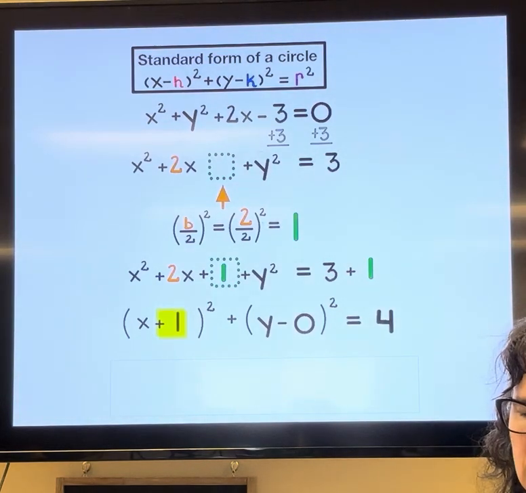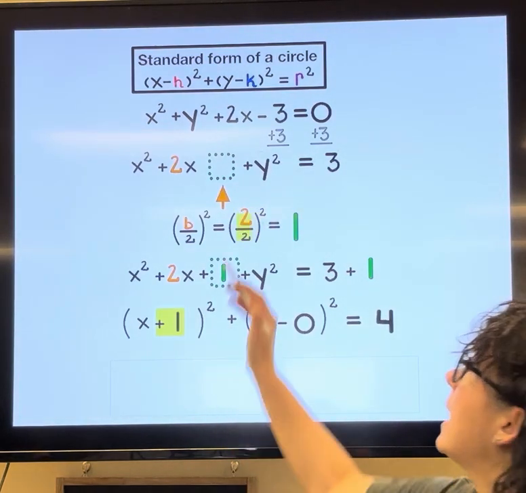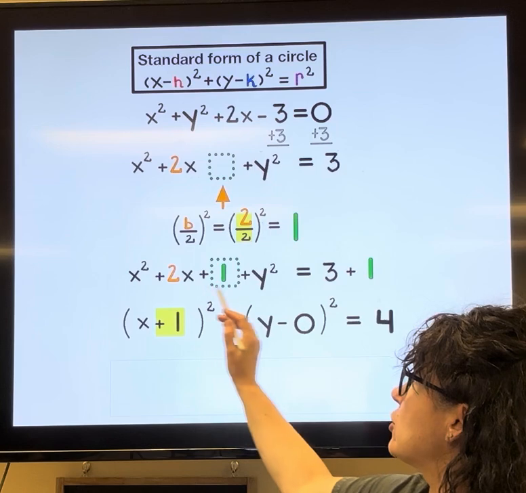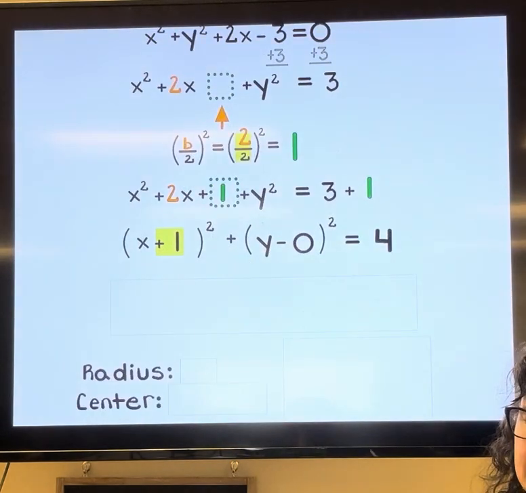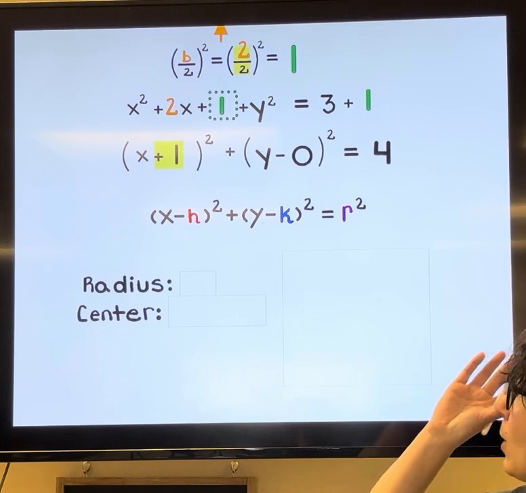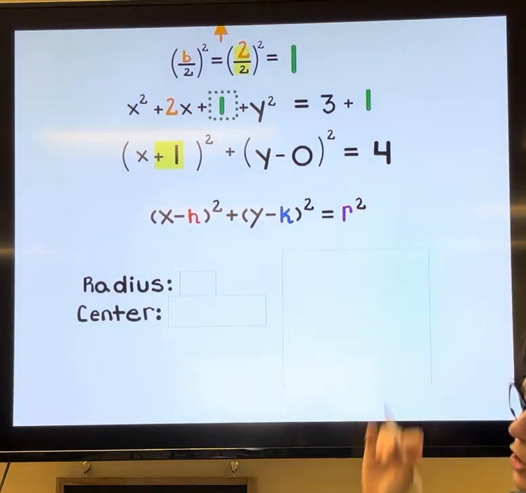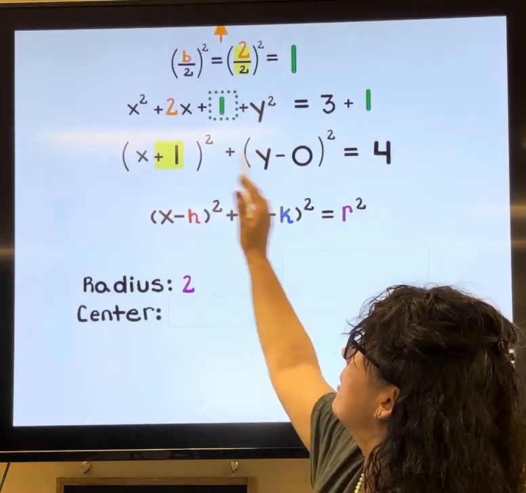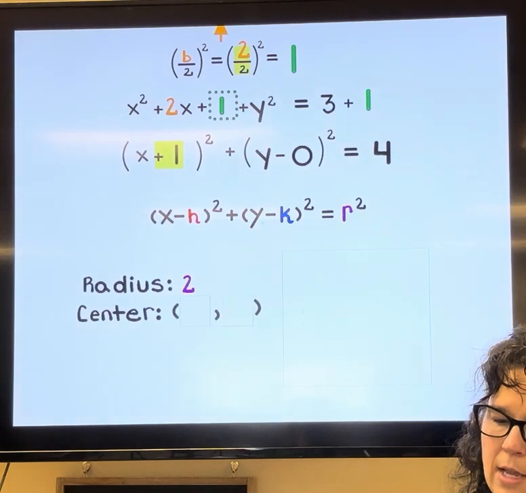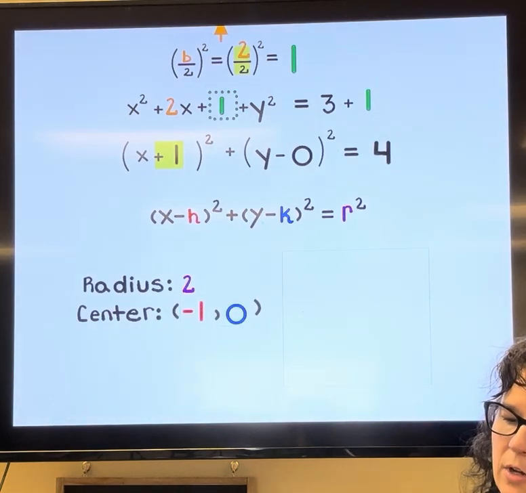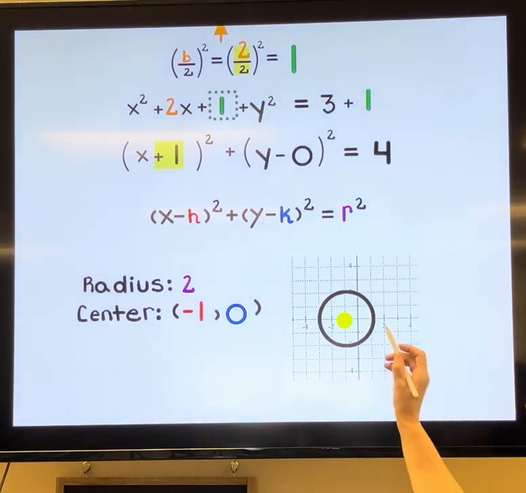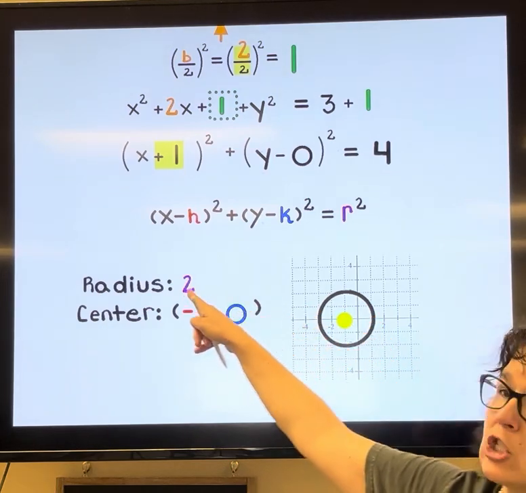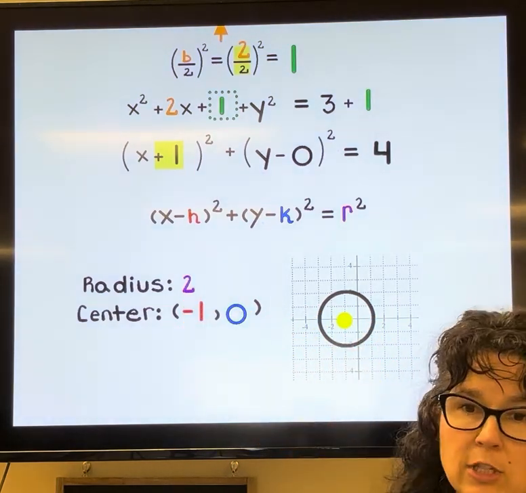Not a coincidence, just as a reminder, what was the answer before I squared it? 2 divided by 2 is 1, so that's a 1. Otherwise, just factor that. Now that it is in standard form, I'm ready to identify the radius. The square root of 4 is 2. The center is the opposite, comma, this one. So negative 1, comma 0. And then once I have negative 1, comma 0, I am graphing, and notice I went back 1, up 0. There's my center. And then the distance from the center to the outside is 2. And so now my circle is graphed.